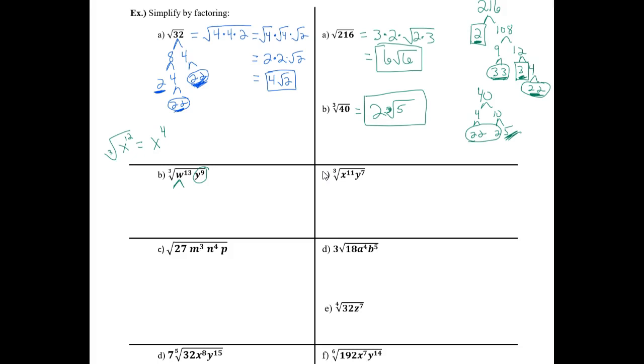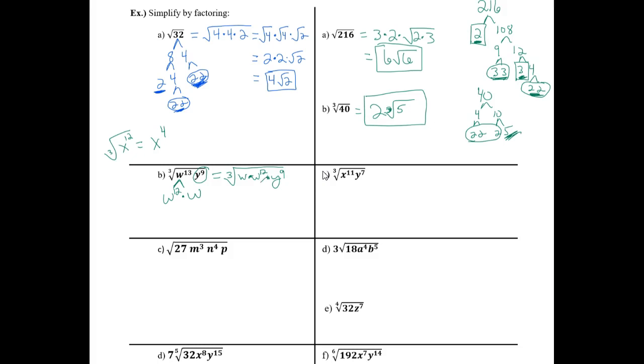So I'm looking for the closest multiple of 3 that's less than 13. So the closest multiple would be w to the 12th, right? So multiples are 3, 6, 9, 12, 15. 15 is too much, so I go back to 12. If I'm using 12 w's to get that w to the 12th, that means there's one w that's not accounted for, because I have to have the 13 that I started with. So I could rewrite this as the cube root of w times w squared times y to the 9th. Right? This is all multiplication.